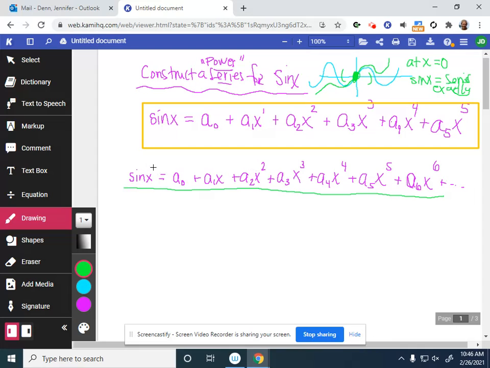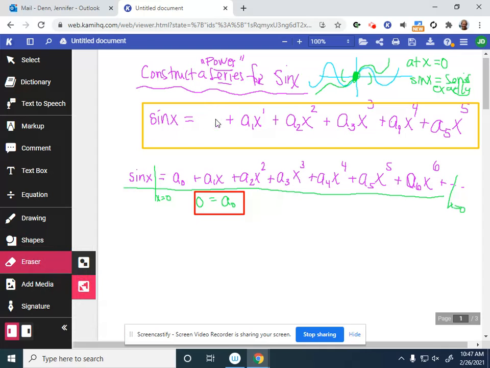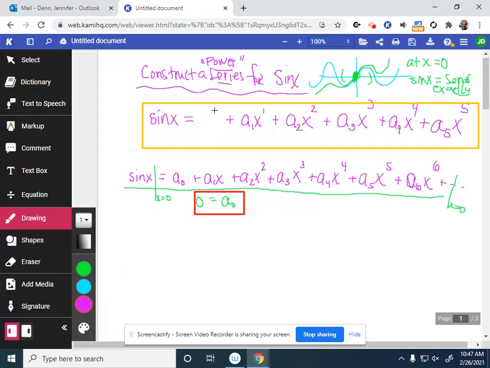So if I plug x equals 0 into this side, and x equals 0 into the other side, what am I going to get? I'm going to get the sine of 0 is 0. And over here, when I plug in x to be 0, all of these terms are going to cancel with the exception of a sub 0. Guess what? That's the value of a sub 0. I just found one of the values of the coefficients in the big series I'm trying to find. I just found out what a sub 0 is. So I can take out a sub 0 and replace it with what I know it is, 0.